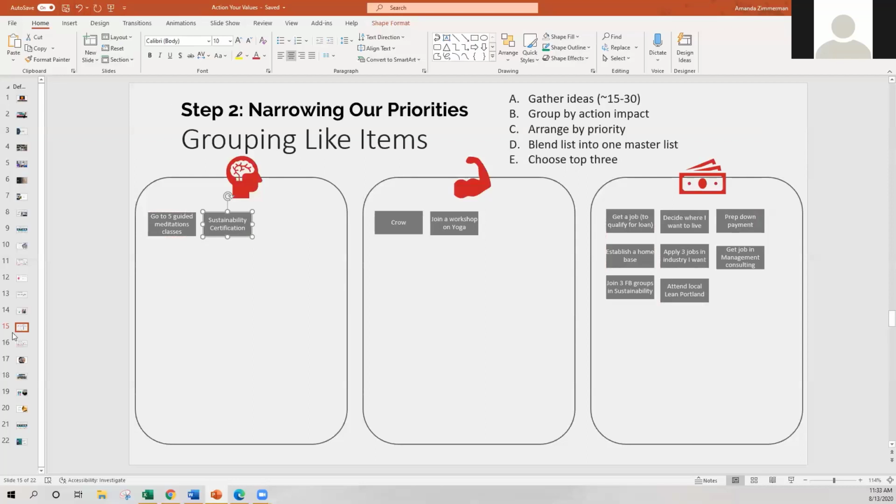So once I'm at this point where I've grouped each of my items, now you'll have 15 to 30, so hopefully it'll be a little more balanced. It might also help you say, hey, what am I doing to help make myself healthier or develop my mind?